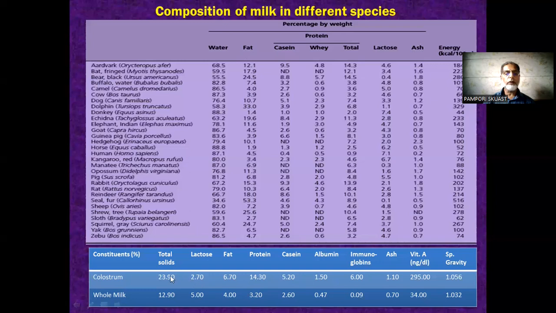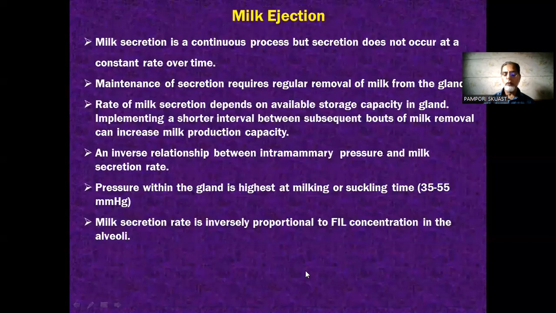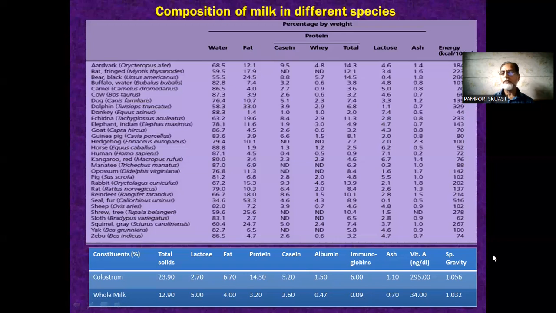And similarly, you'll find colostrum has a very high quantity of solids. Lactose is little, but fats are good, and proteins very rich, because it has a good quantity of immunoglobulins, while casein almost doesn't vary much. So this is about the composition of milk in different species. You can consult the books and see how these proteins, fats, and lactose, or you can say the carbohydrates, vary in different animals.